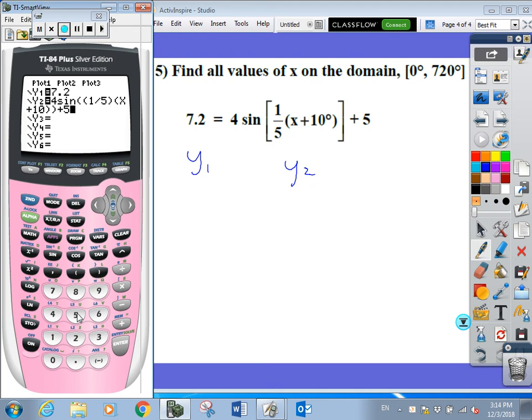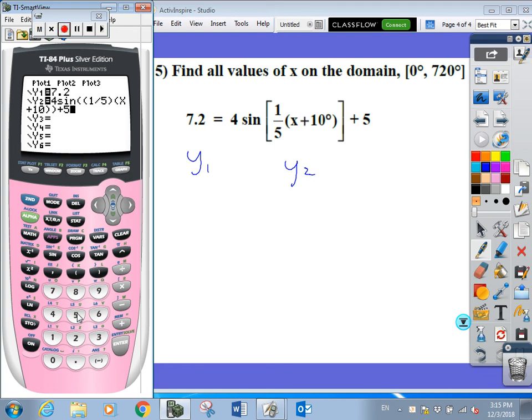If you struggle with the parenthesis part of it, my suggestion would be subtract that 5 over and say that equals 2.2, and then don't put the 5 on the other side. Bring it over and clean it up a little bit. You can always do any kind of cleaning up you want before you put it in the calculator. But don't mess that up, because then everything's going to be wrong.